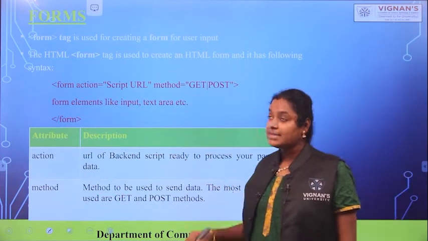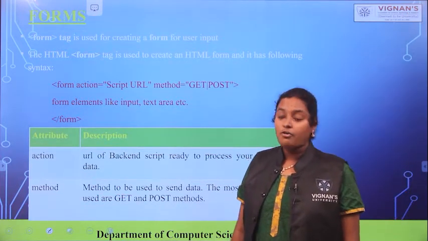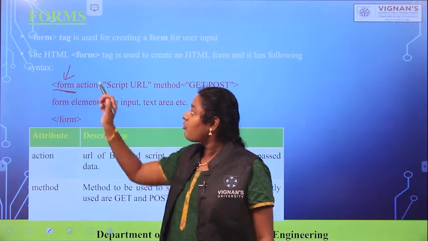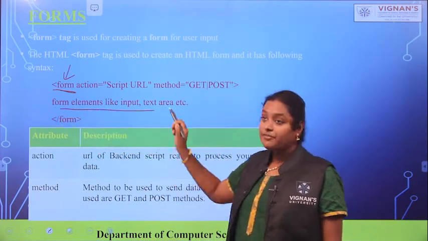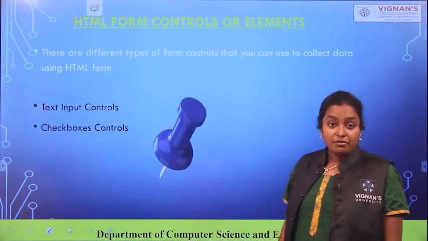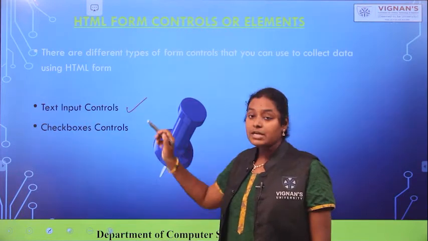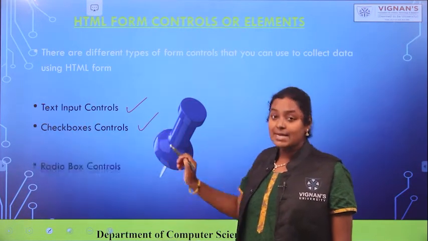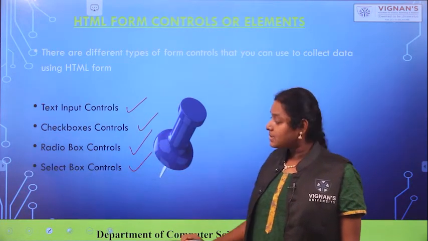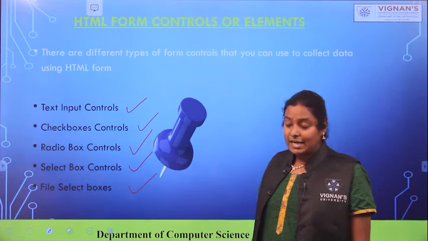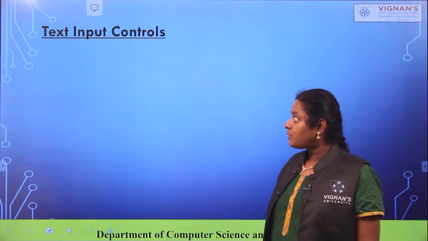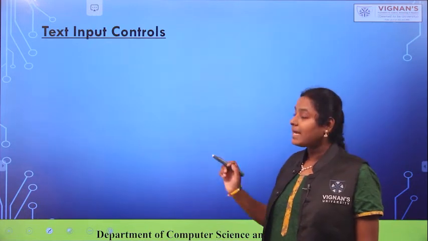Already we have seen the syntax for the form: less than, the tag name, form. Within the form you will write the different form elements. After that you close the form tag. So what are the different form elements? They are text input controls, checkboxes, radio buttons, select box, file select box, and submit and reset buttons. We already discussed what is meant by a text input control.